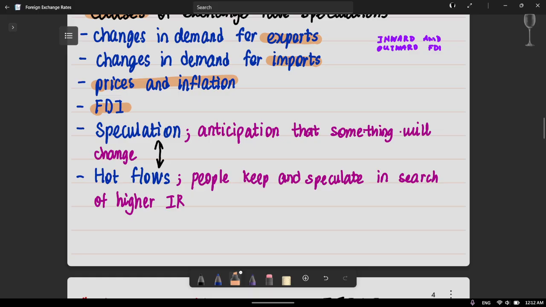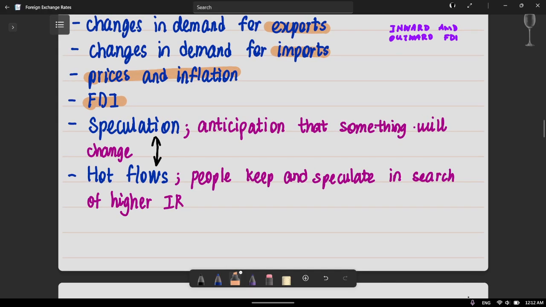Okay, so speculation is anticipation that something will change. Now, if an investor is speculating that maybe there will be higher interest rates in one country, then they will buy more of the local currency to invest in it, which will increase the demand and lead to depreciation.